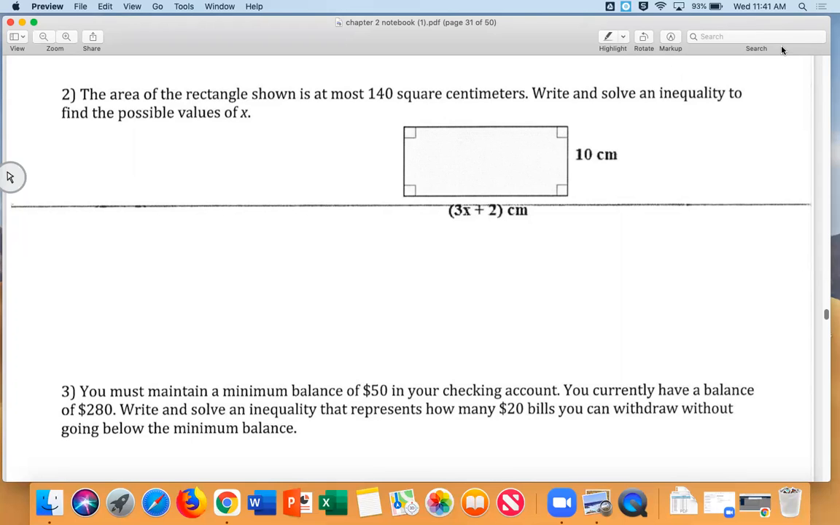Okay. So the area of a rectangle shown is at most 140 square centimeters. Okay. So it's like my backyard and whatnot. Think of it as square feet or acres, whatever you want. Write and solve an inequality to find the possible values of x.